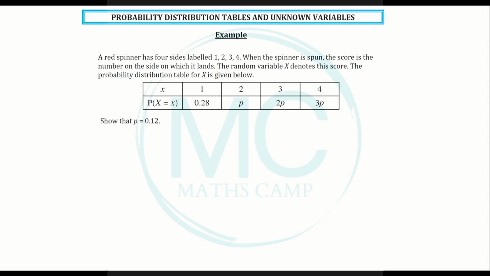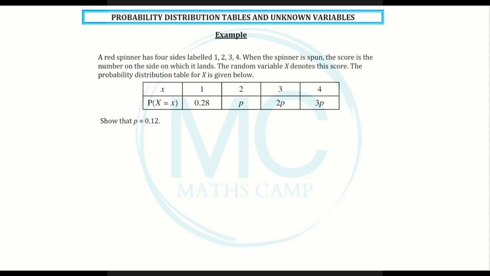A red spinner has 4 sides labeled 1, 2, 3, 4. When the spinner is spun, the score is the number on the side on which it lands. The random variable X denotes the score. The probability distribution table for X is given below. Show that p is equal to 0,12.